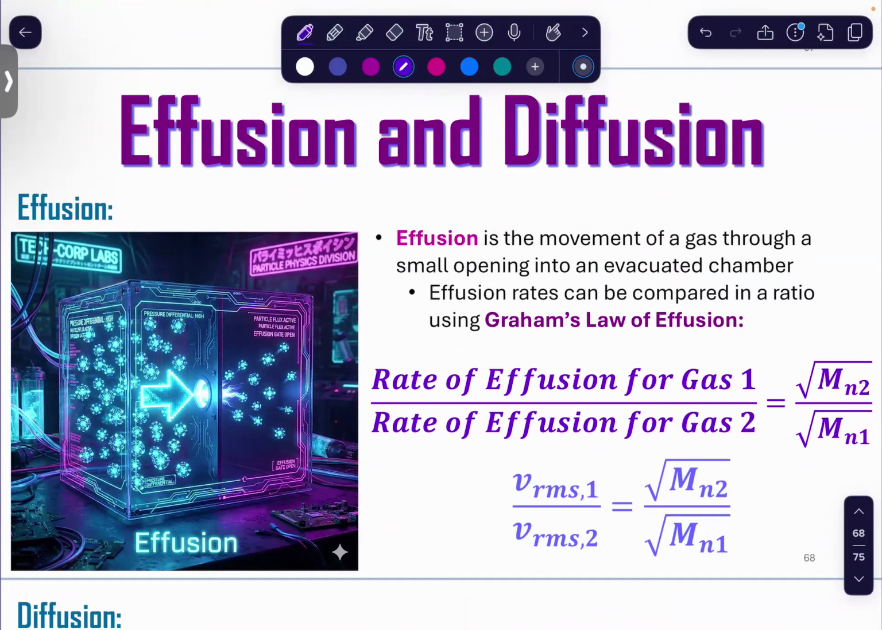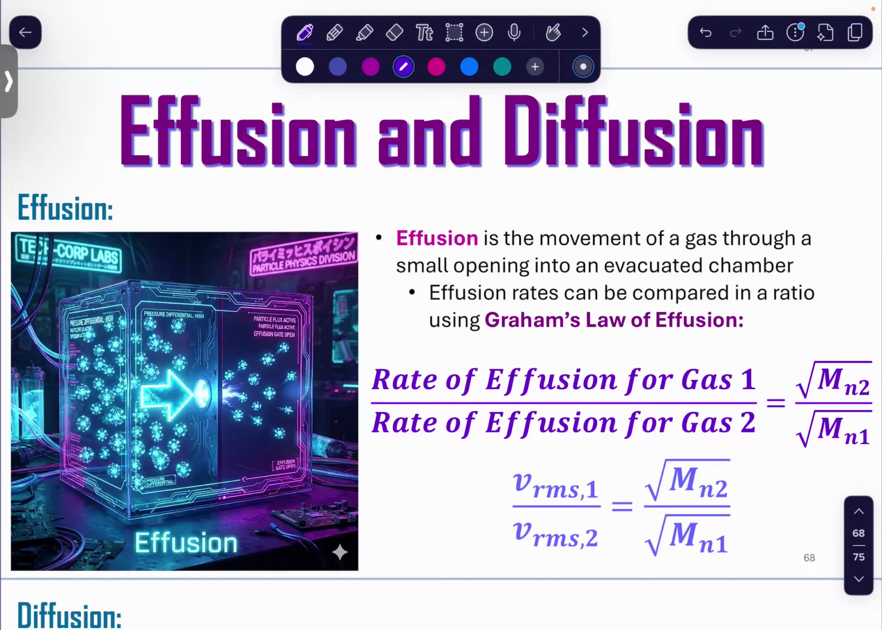So how fast does it do that? We have something called Graham's law of effusion, which is rate of gas 1 over rate of gas 2 equals the square root of the molar mass of gas 2 over the square root of the molar mass of gas 1. So you have your rates of 1 over 2, and on the other side, you have your molar masses of 2 over 1. So that's a way you can remember it.